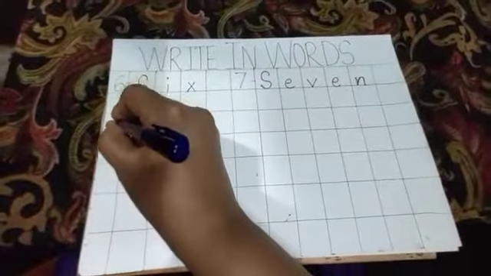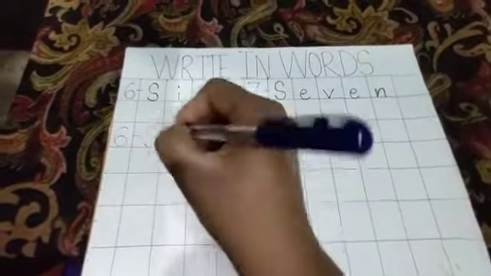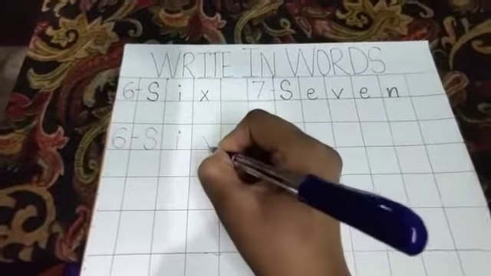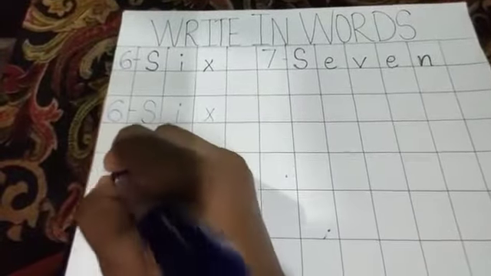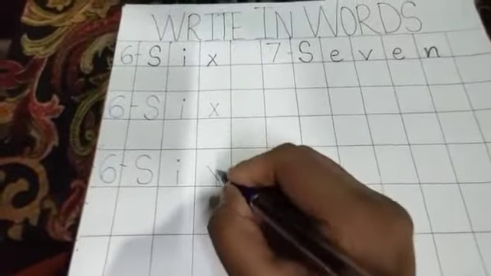Okay children? Understood? Now write with me. First we have to write the number, then S I X, 6, like this, okay? Now 6 in number, then S I X, 6, okay children? Now 6, like this. Then S I X, 6, okay? Now write 7.